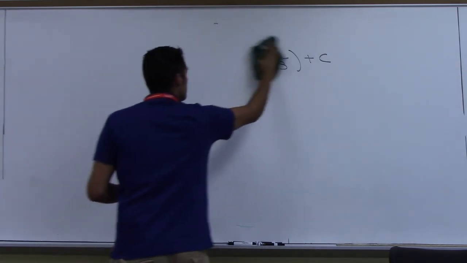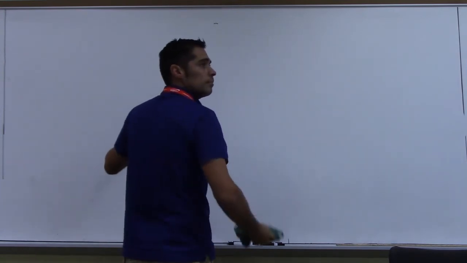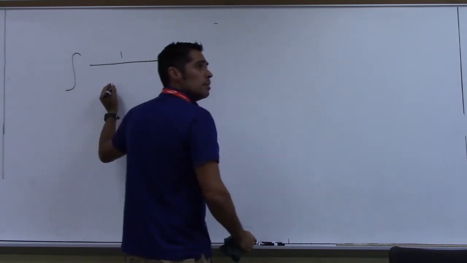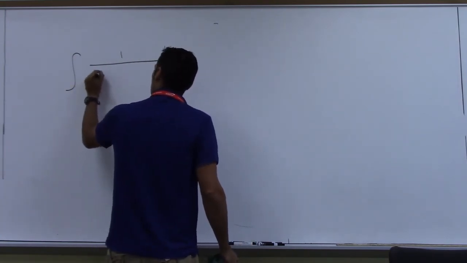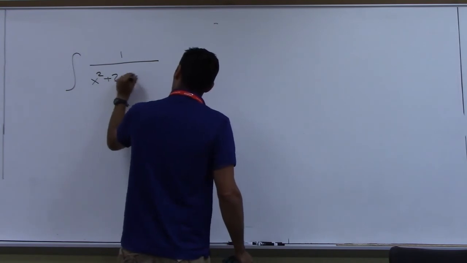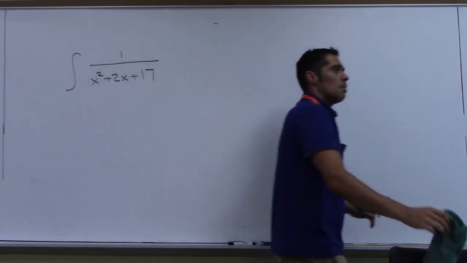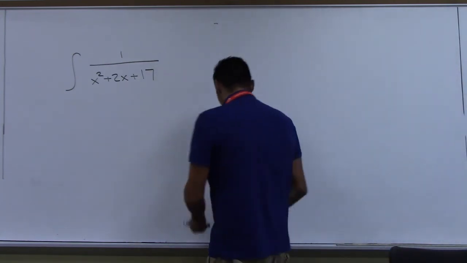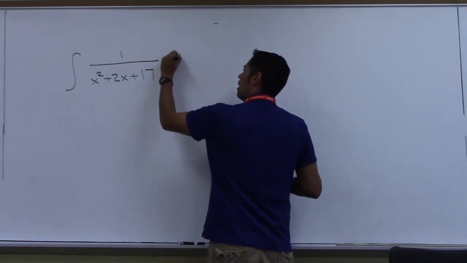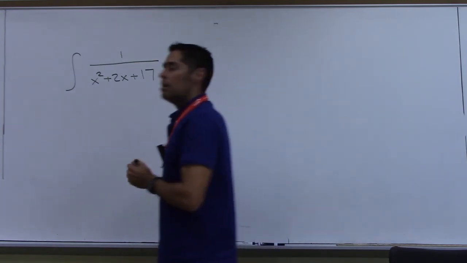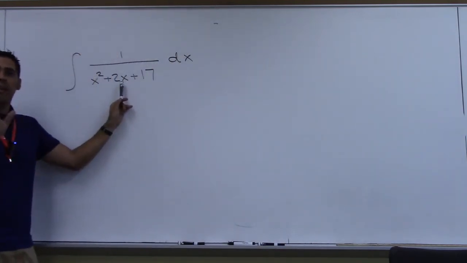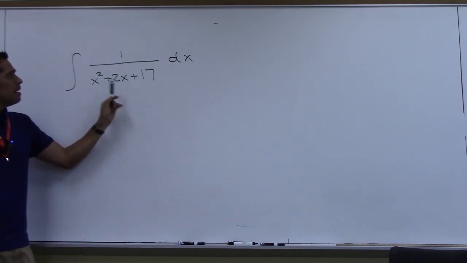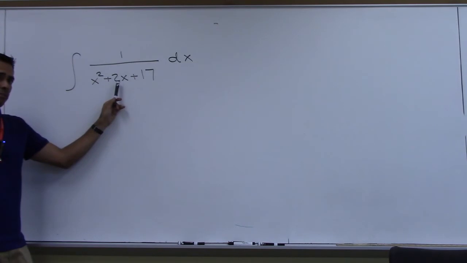Let's see how we're going to do it. Integral 1 over x squared plus 2x plus 17. So what we are looking at right now is a constant over a quadratic, right? The quadratic has an x term, so we can't use formula 17 like we did in number 5. That x term throws things off, doesn't it?